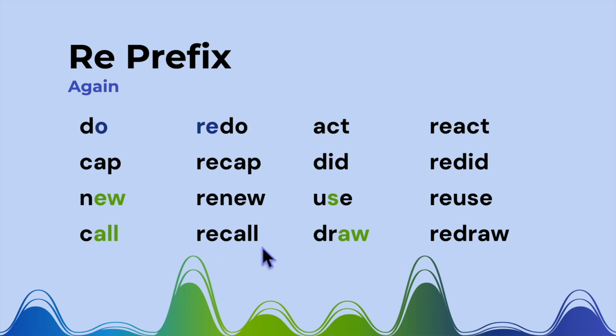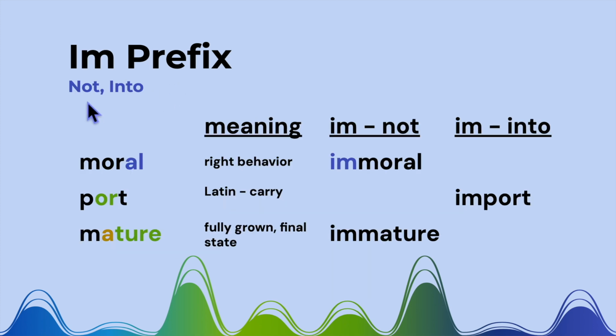Call, recall. AW says aw: draw, redraw. Im means not and into. Here we have the root moral. AL at the end of a word usually sounds more like ul. Moral means right behavior. If we add the prefix im, meaning not, in front, we get the word immoral. So something that is immoral is not moral or not okay to do.